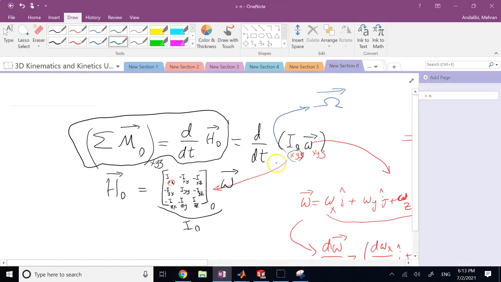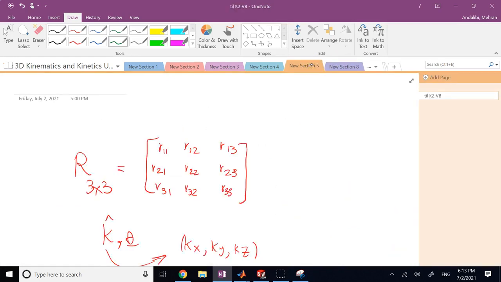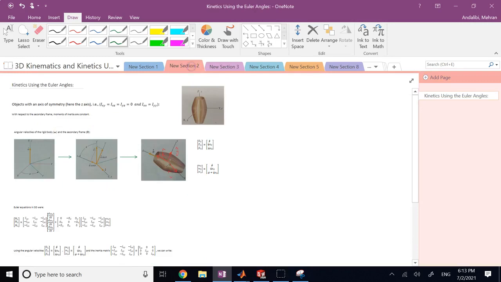Therefore, yes, I can say this time derivative of I is going to be zero. And so that's how I choose my secondary frame, not perfectly attached to the rigid body, just allowing the rotation phi to happen with respect to it. Okay, so that's how I define it.